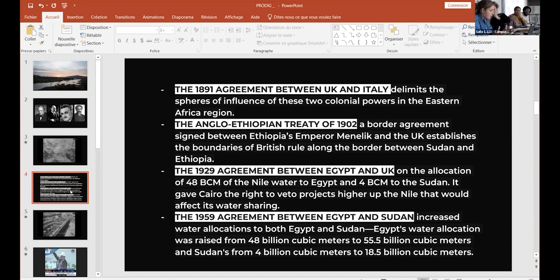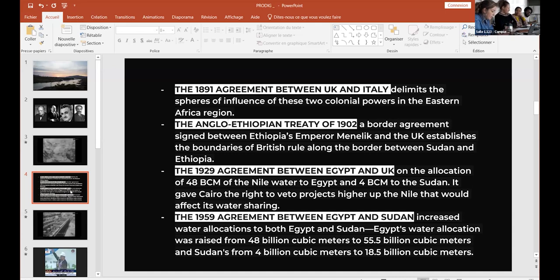So here I just put some of them that I think are interesting to consider and to look at, because from the very beginning, so from the initial agreement, but also when we talk about the 59 agreement, what is interesting here is that the control on water and on resources is always taking this British colonial legitimacy in that sense.